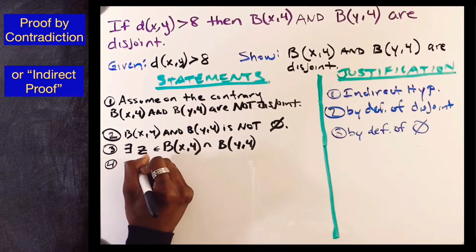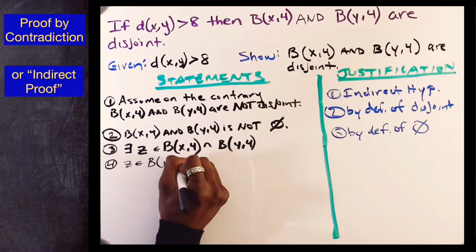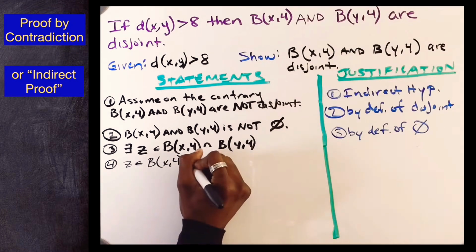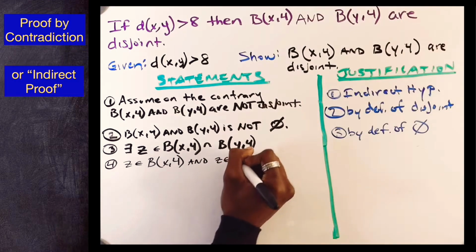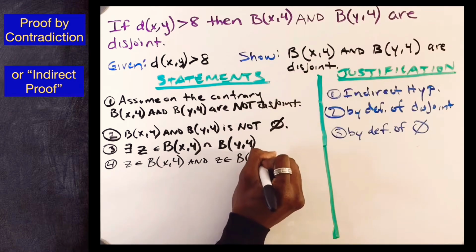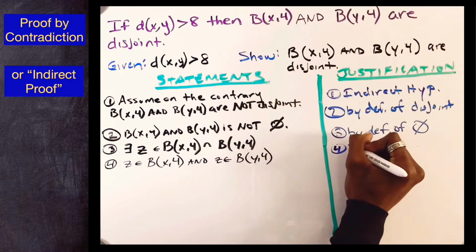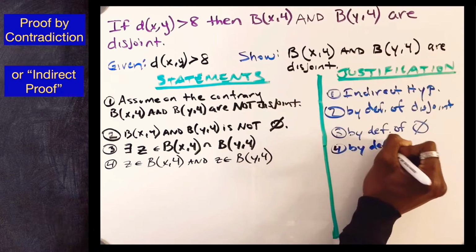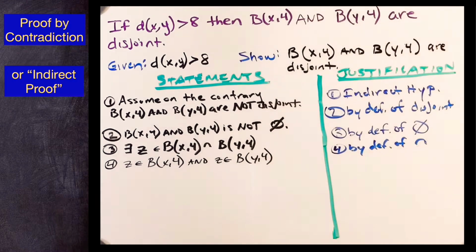the point Z is in the ball X to 4, and the point Z is also in the ball from Y to 4. And if you guessed the justification being by the definition of intersection, you were right. 4. By definition of, I'll use the intersection sign to save space.